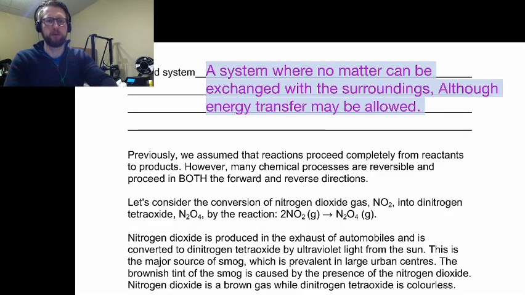Just going to check an equilibrium. Oh yeah, energy still to be taken out.